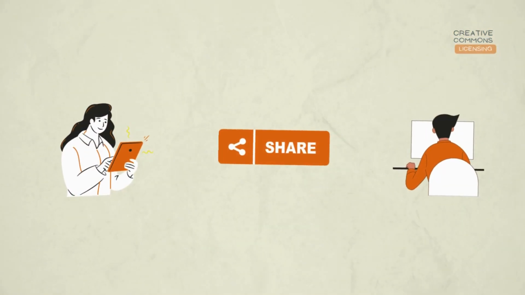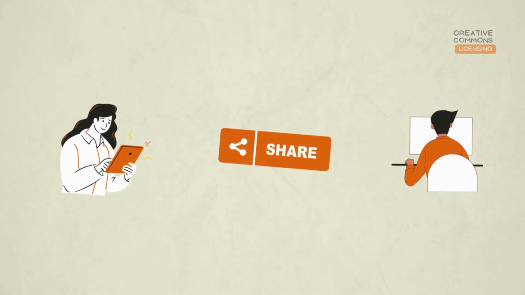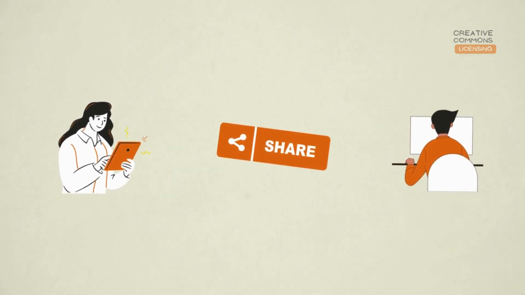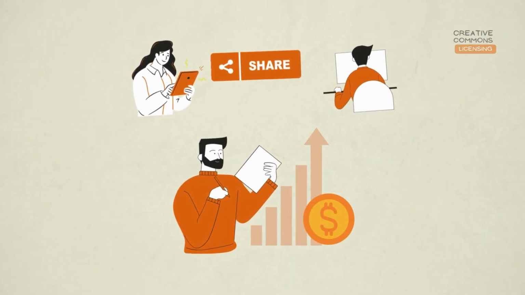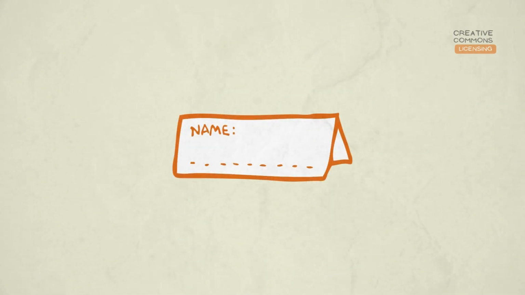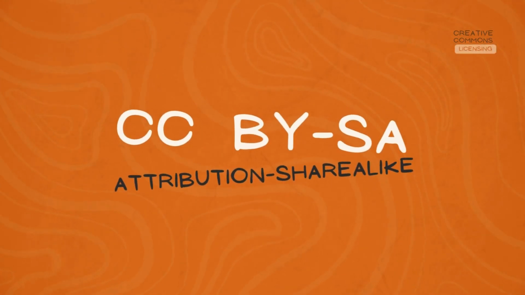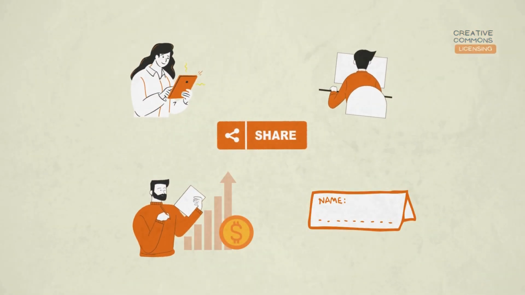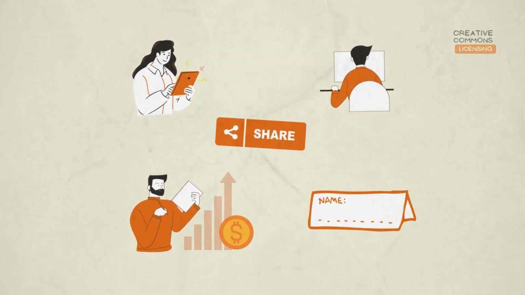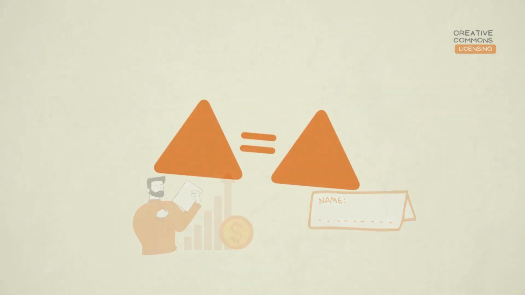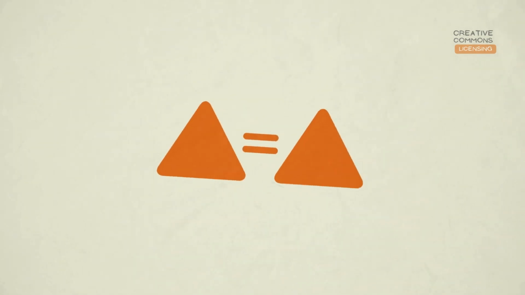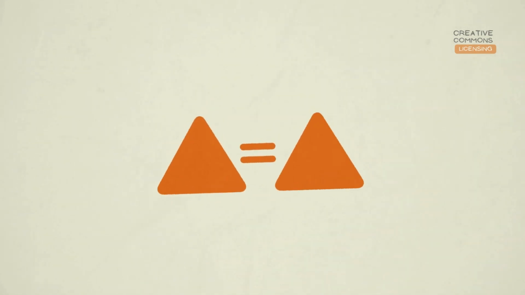Using this license allows others to use, remix, and build upon the original work however they like, even for commercial projects. They just have to remember to credit or attribute you as the creator. Next is CC-BY-SA or attribution share alike. Using this means allowing others to remix and build upon the work for any purpose, while ensuring that any new creations are shared under the same license terms.